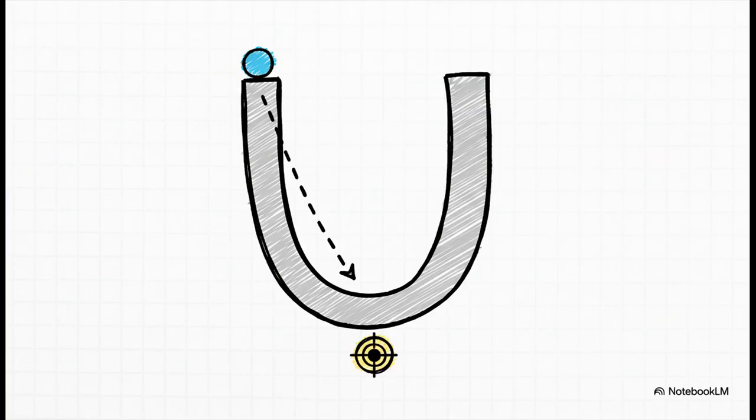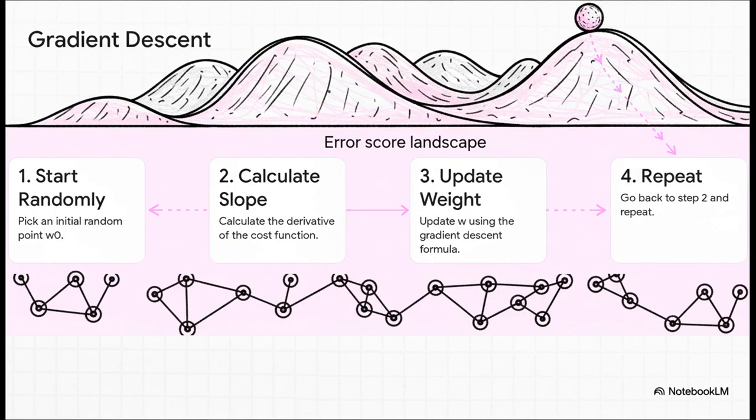The answer is a really clever algorithm called gradient descent. The best way to picture it is to imagine that mistake score as a giant landscape with huge mountains and deep valleys. The goal of gradient descent is to find the quickest way to get to the very bottom of the deepest valley. And here's how it works.